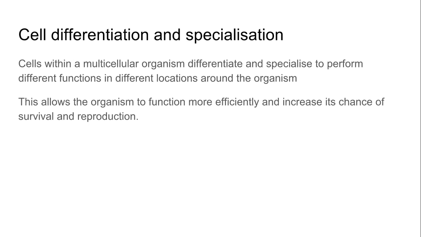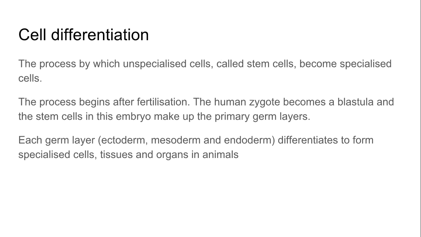So previously we looked at how an organism is made up of an organ system, which is made up of organs, tissues, and so on and so forth. Each of these is made up of cells. Cells within a multicellular organism all start from the same type of cell, and then they differentiate and specialize to perform different functions in different locations around the organism. By doing so, this allows the organism to function more efficiently and increase its chance of survival and reproduction.